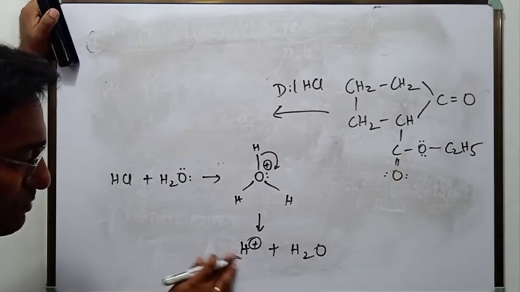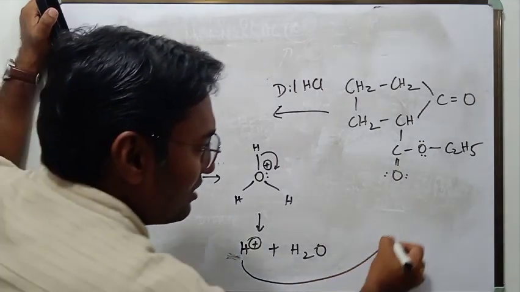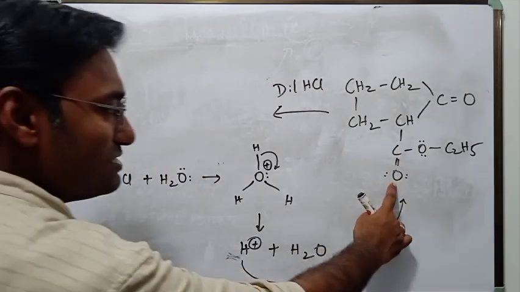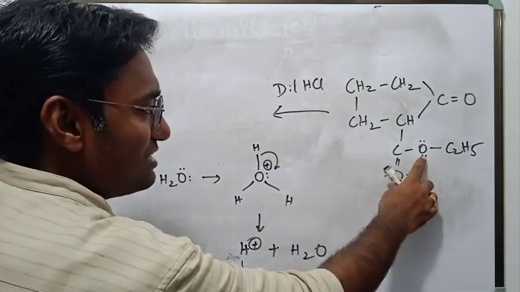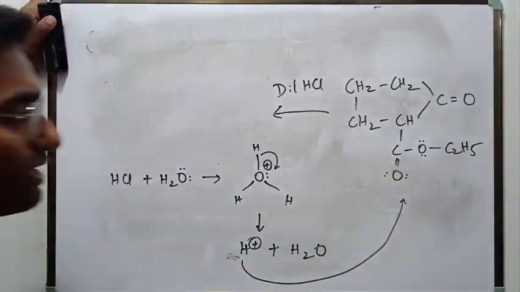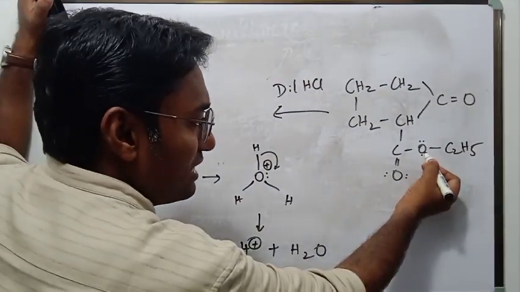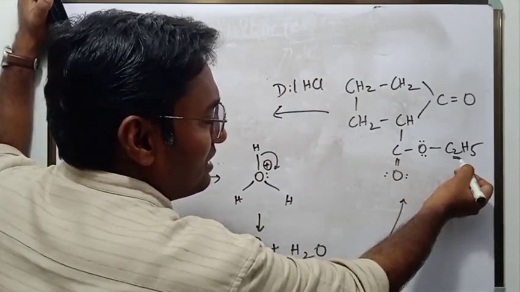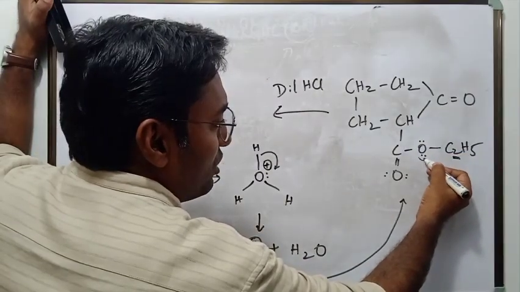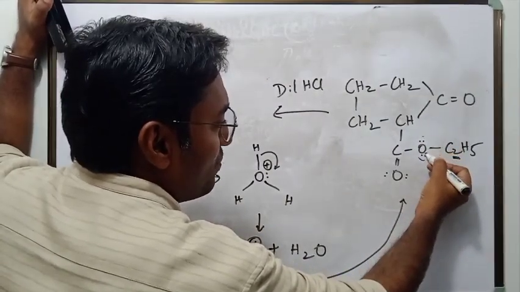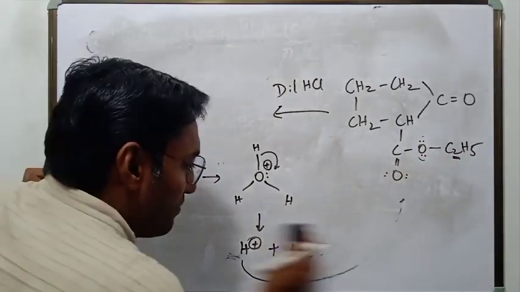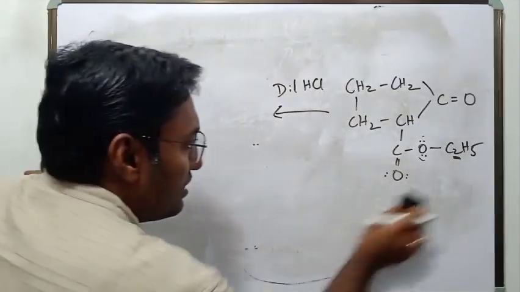What does this H plus do? It combines with oxygen. Now there are two oxygen atoms here. This oxygen atom also has a lone pair of electrons, and this oxygen atom also has a lone pair of electrons. Which oxygen atom would it attack? Definitely it will attack this oxygen atom, because an electron-pumping group is present here. It will pump its electron, and the availability of the lone pair of electrons is more here. So H would combine with this oxygen. Let us combine and see, H here.